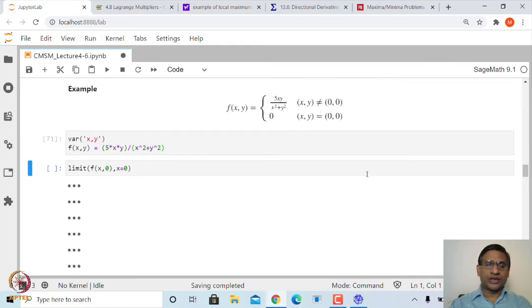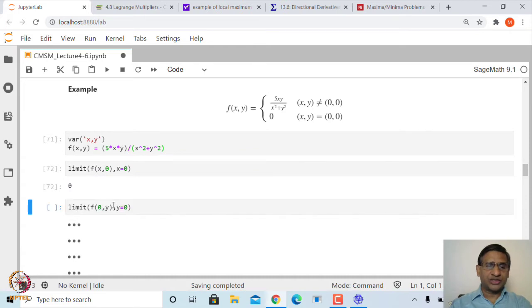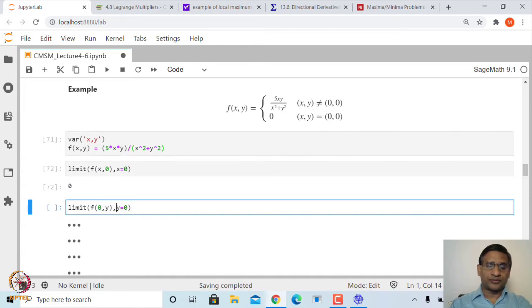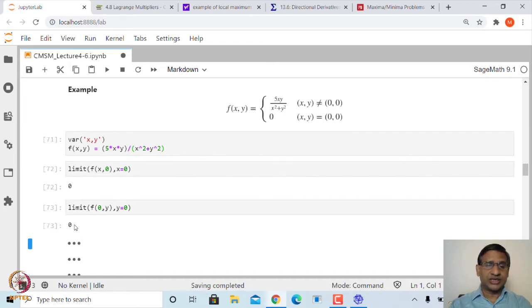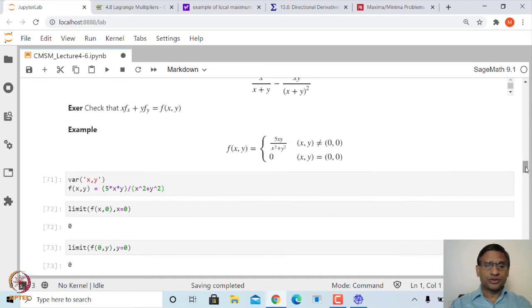If you want to find first the limit of f(x,0), that is the partial derivative of f with respect to x at (0,0), you get the answer 0. Whereas if you try the same thing with the limit of f(0,y), that means the partial derivative of f with respect to y at (0,0), in this case the limit is again 0. In both the cases this limit is 0.